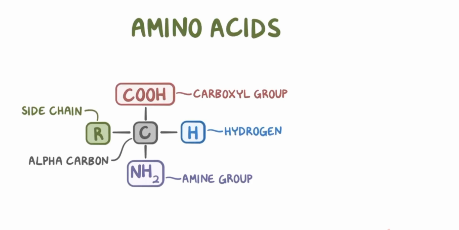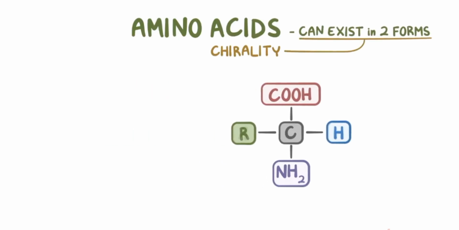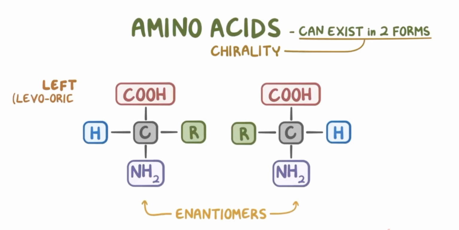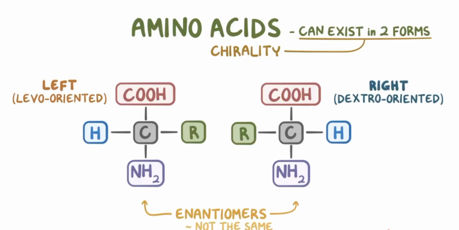Now, there's an interesting geometric property here called chirality, which means that each amino acid can exist in two forms that look like mirror images of each other. These two forms are called enantiomers of each other. We have the left or levo-oriented amino acids, as well as the right or dextro-oriented amino acids. While similar, these are definitely not the same.